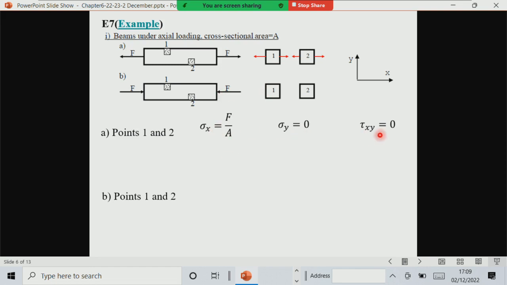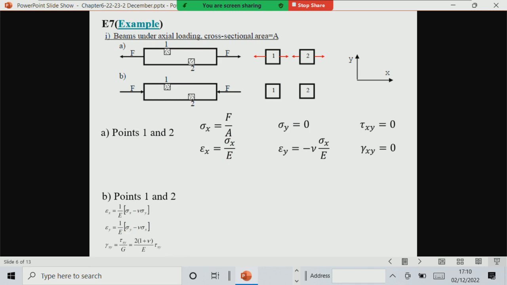Now, I've got the stress values. Now, I use the three constitutive equations to find the strain values. So, in this case, sigma y is equal to 0. Tau xy is equal to 0. Therefore, we can say epsilon x is equal to sigma x over E. So, only when sigma y is equal to 0, I can write this equation here. So for the strain, again, if you look at the second equation, sigma y is equal to 0. So we have minus nu sigma x over E, and the shear strain is also equal to zero.